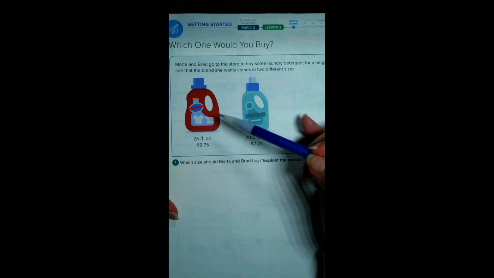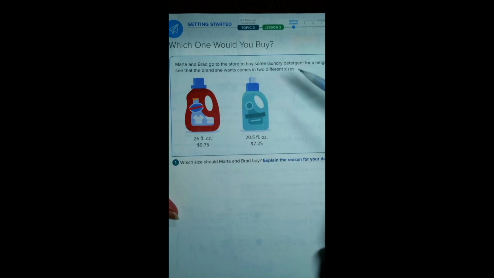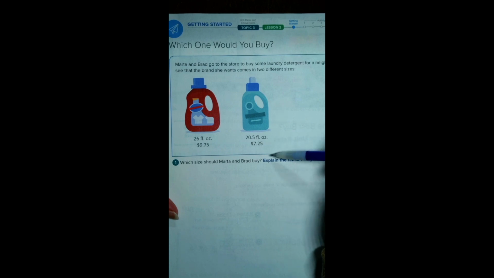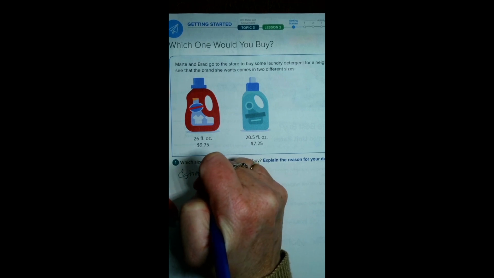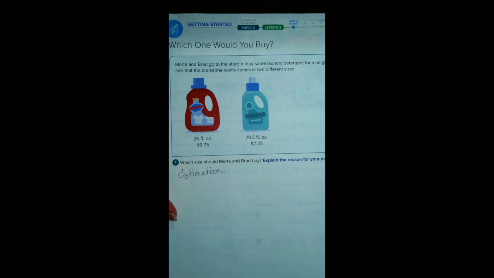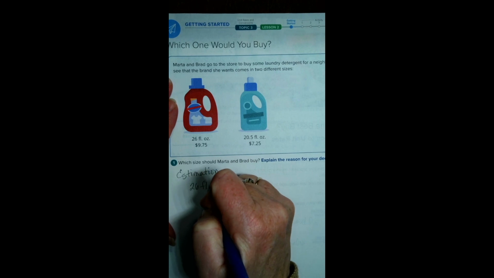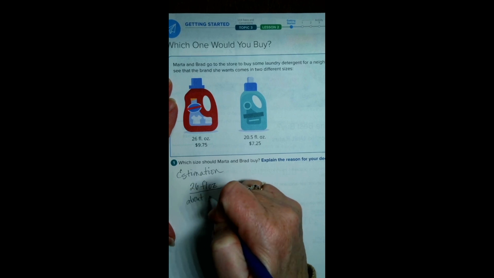Okay, so here we see this kind in the red bottle has 26 fluid ounces for $9.75. And the one in the bluish colored bottle is 20.5 fluid ounces for $7.25. So let's just first kind of figure this out using estimation. We'll just kind of estimate here. So we could say for this red bottle, that $9.75 is pretty close to $10. So we could say 26 fluid ounces is about $10.